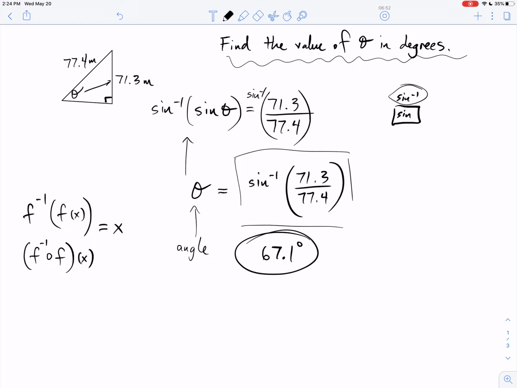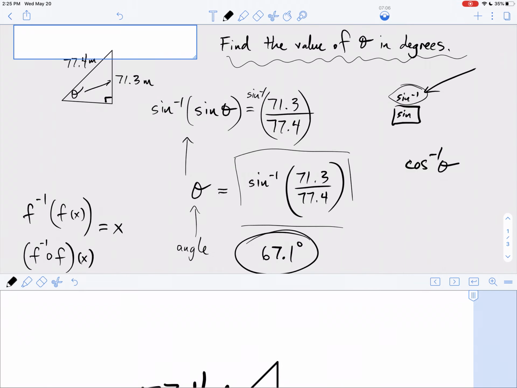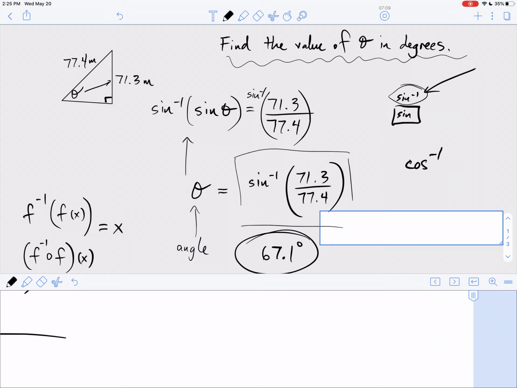So the world of trig now goes inverse function. And when we see sine inverse, cosine inverse of something, when we see that kind of stuff, whoa, what the heck did I do? Undo.